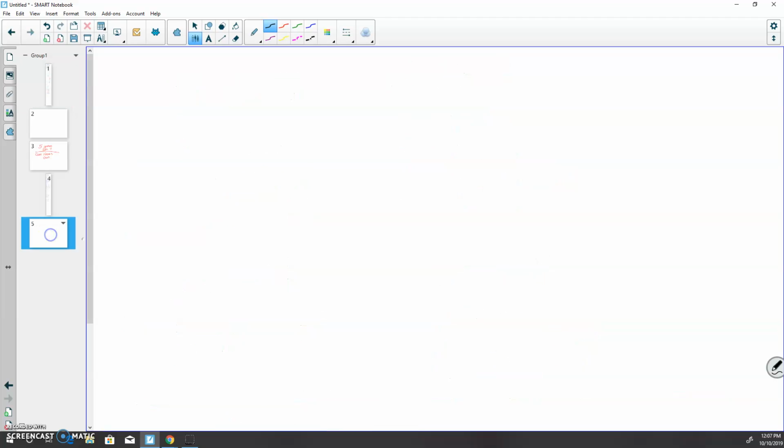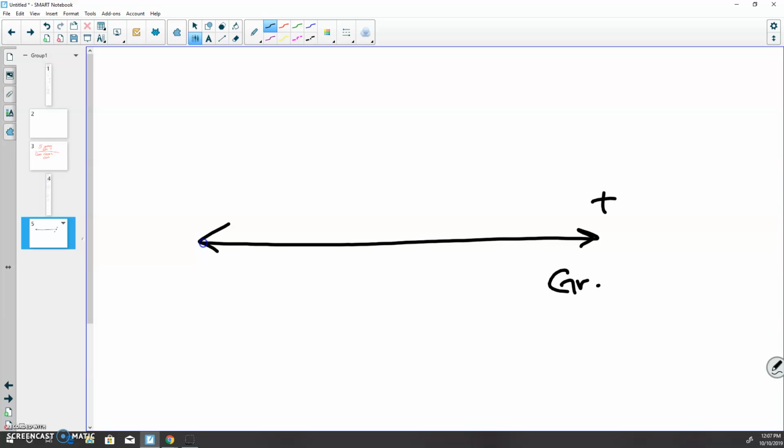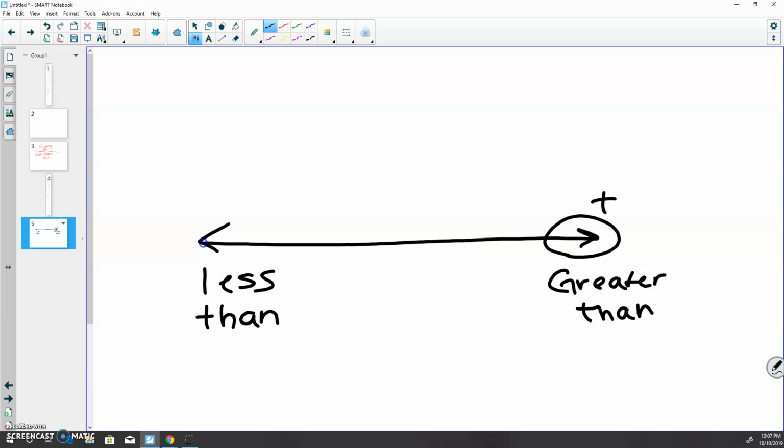If you get confused on your greater than, less than sign, draw a number line. This sign over here points to the bigger numbers, greater than, and right here is your greater than sign. Over here, it goes to the smaller numbers, less than, and right here is your less than sign.